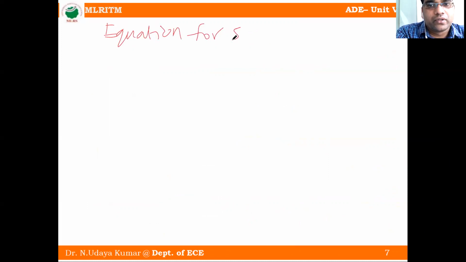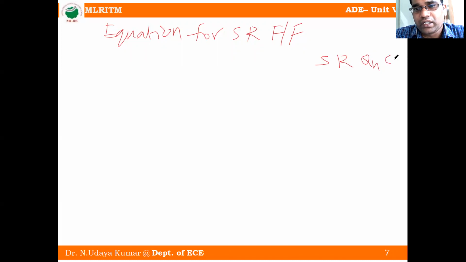I redraw the truth table for SR flip-flop. Our subtopic now is the equation for SR flip-flop. So the truth table has columns S R, Qn, and Qn plus 1. Qn is the present state, Qn plus 1 is the next state, for 0 0, 0 1, 1 0, 1 1.